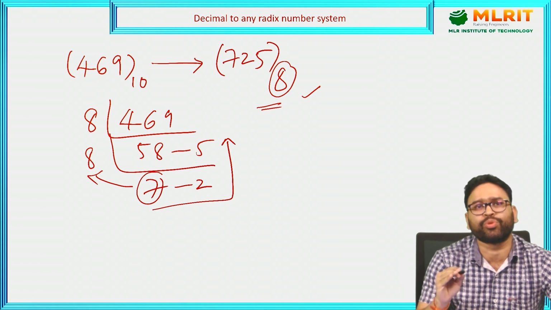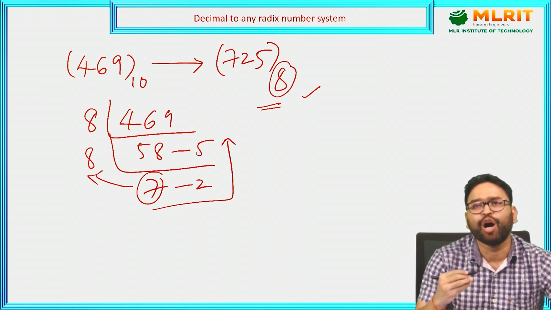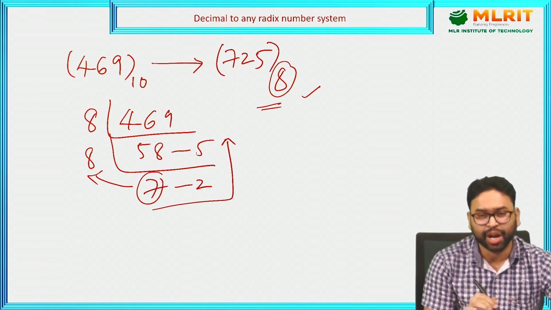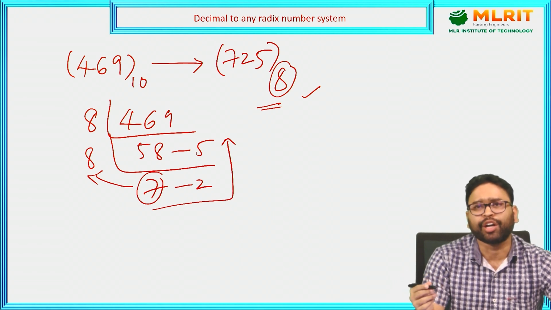In this way you can convert from decimal to the other remaining radix numbers. Simply, for the integer part you are supposed to do division. For the fractional part, you are supposed to do multiplication. For the integer part, note down the resultant values from down to top. For the fractional part, note down the resultant values from top to down.